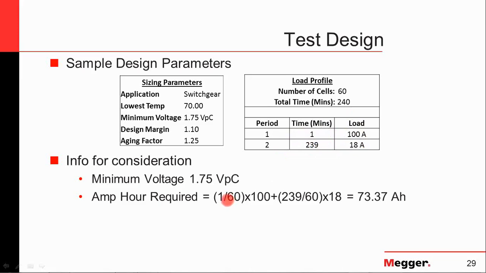So to calculate the amount of amp hours required, I'm going to convert this time into an hour basis. So I need to divide the 1 by 60 and then multiply that by the current. As well, I need to convert period 2 into hour basis. So I take my 239 divided by 60 and multiply that by my 18 amps, and that gives me that I need 73.37 amp hours of capacity for this battery.